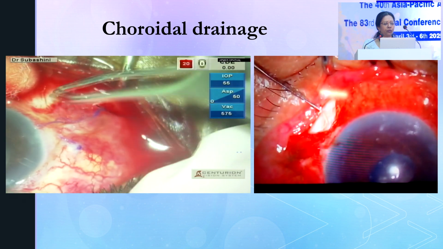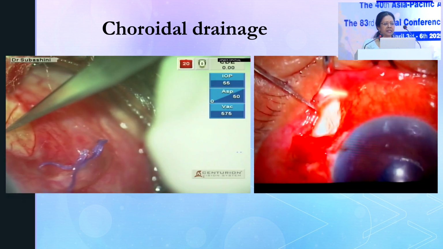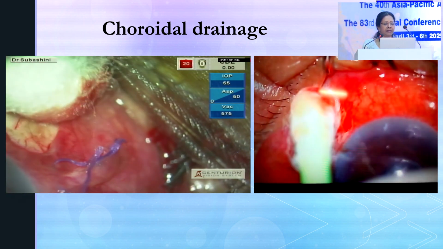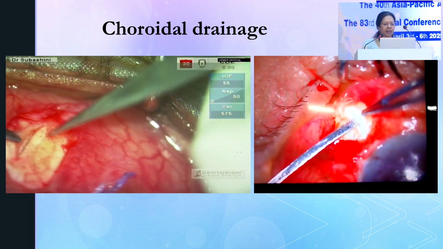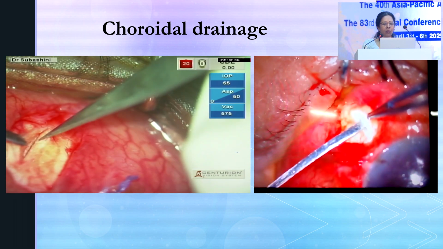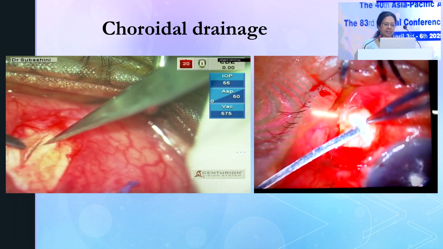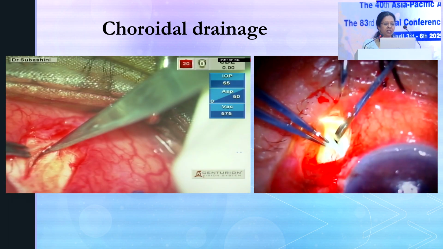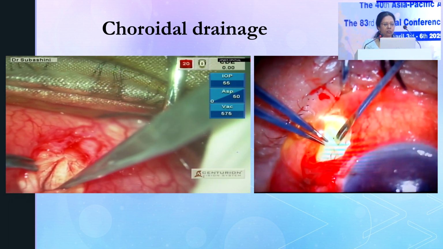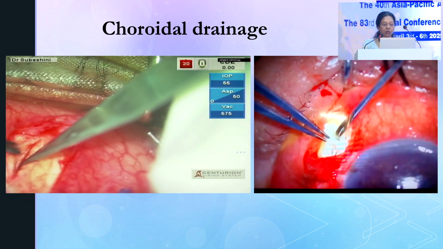I've chosen the infratemporal quadrant and make a conjunctival incision, and then a radial cut which starts 3 mm from the limbus, a little longer one, and then hold the lips of the scleral incision, enlarge the zoom in, and then hold the lips, and then try to slowly reach the suprachoroidal space.